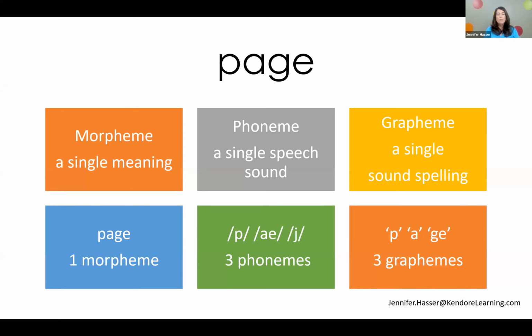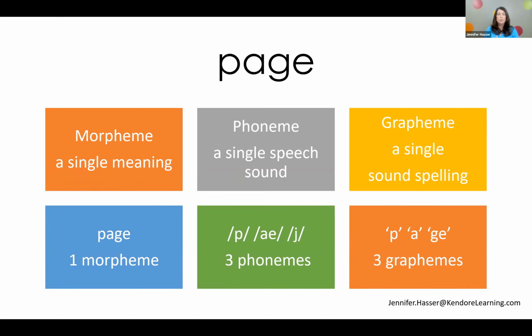So the phoneme is the single speech sound, and the grapheme is the spelling of that single speech sound. A grapheme can have more than one letter, but it's going to represent one sound. So the phonemes and the graphemes will always be in alignment. It doesn't mean the number of letters are going to be in alignment.